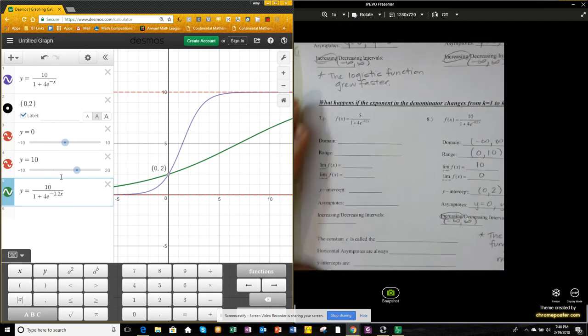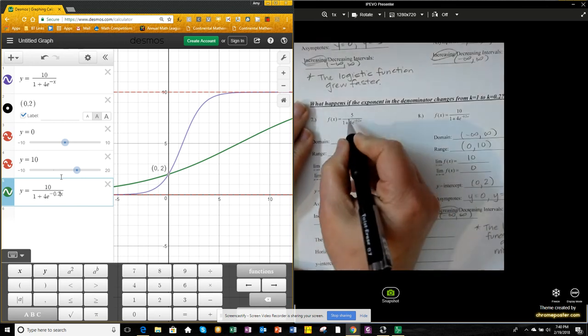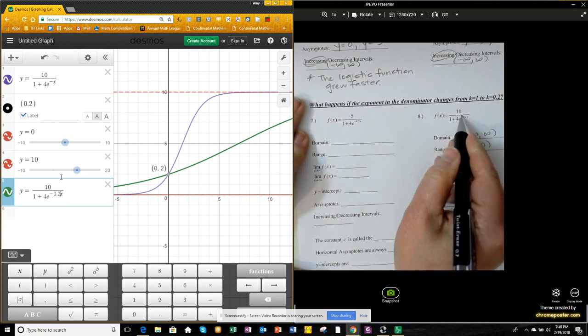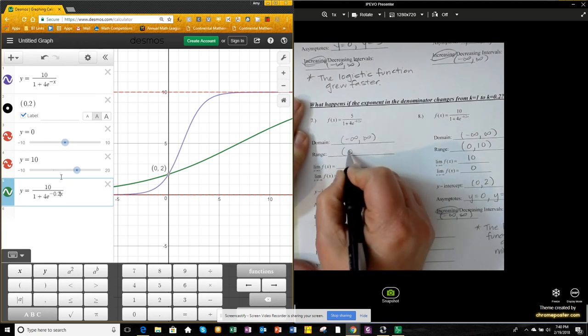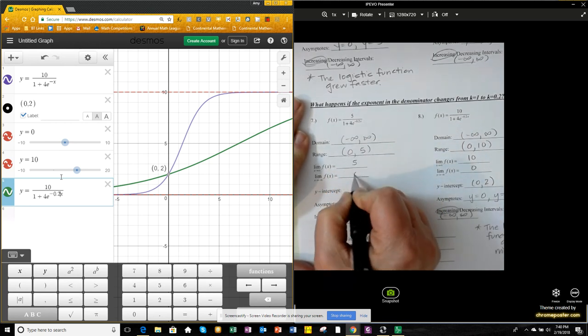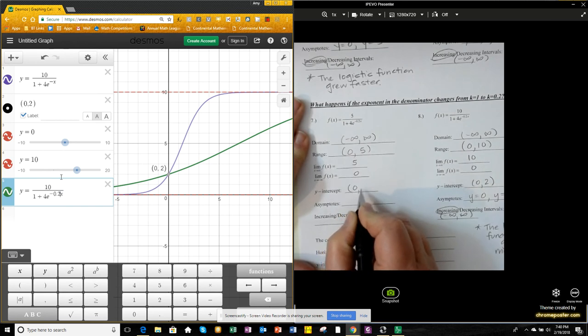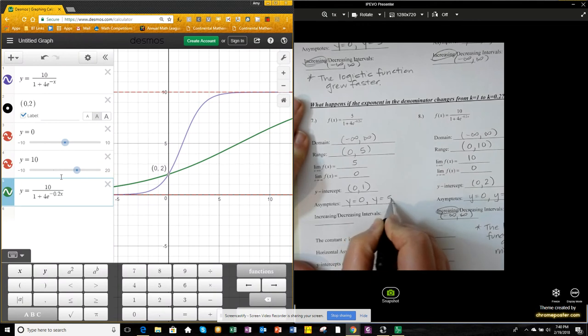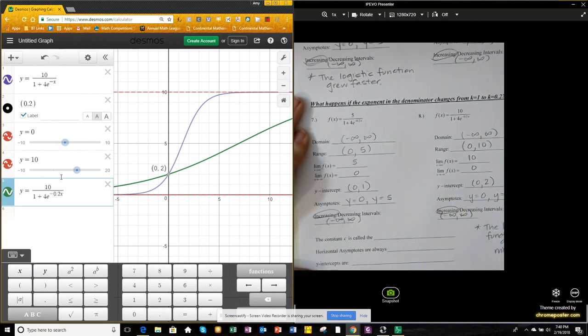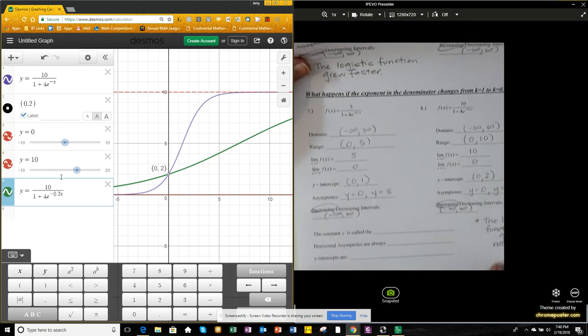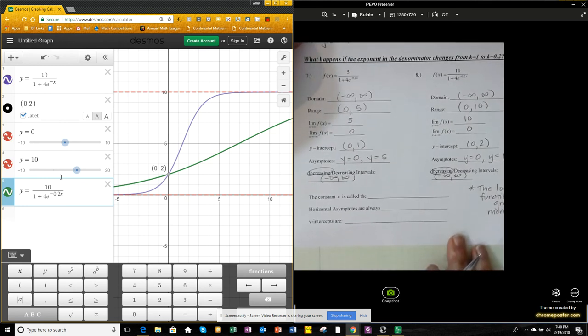Okay? And for completion, let's finish this side. If I change this to 5 from 10, the only difference is going to be in the range, right, from 0 to 5, and the end behavior limits, and the y-intercept will be 0, 1 instead. Asymptotes, y equals 0, y equals 5. It'll still be increasing for all real numbers, and continuous, a nicely behaving function.